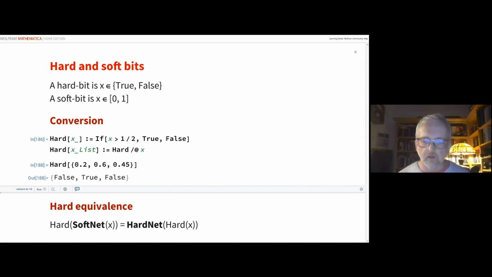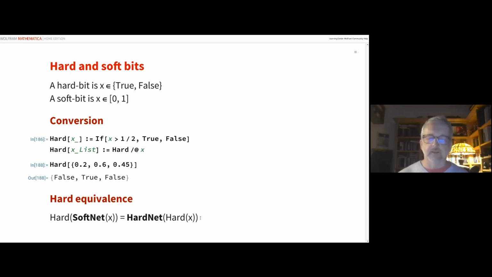Now, what do we mean when we say that we want the hard net to be semantically equivalent to the soft net? So this equation at the bottom of the slide, the left-hand side says essentially, let's supply an input x of soft bits to the soft net and then get an output, and then harden those soft bit outputs to hard bits. And then the right-hand side says, let's harden the same input x and then supply the hard bits to the hard net to get another output. And if these two outputs are identical for all possible inputs, then the soft and hard nets are semantically equivalent. And this defines a hard equivalence requirement between the soft net and the hard net. And that's what DB nets have to satisfy.